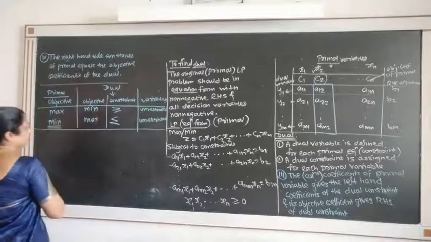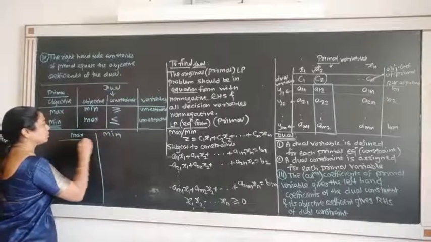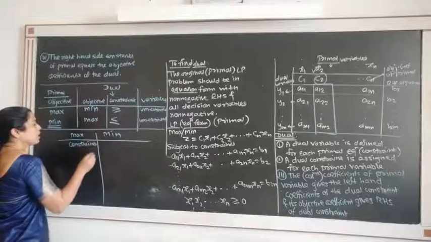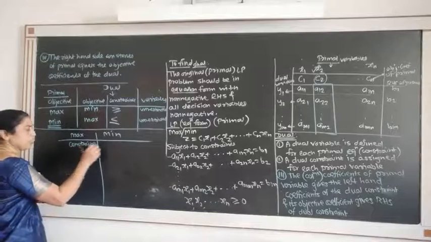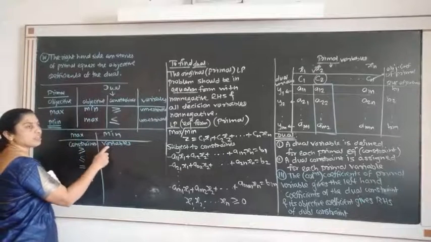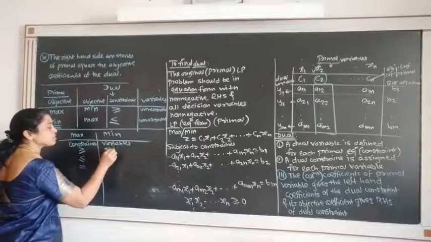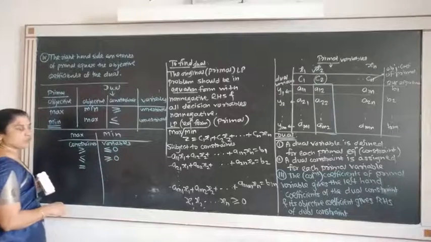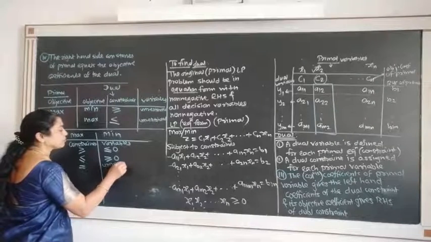So you can remember that if you have maximization and minimization, in maximization the constraints may be greater than or equal to, less than or equal to, or equal to. In minimization, the corresponding ones are variables. If these are the constraints, here they become variables. If the constraint is greater than or equal to, the variable will be less than or equal to 0. If the constraint is less than or equal to, the variable will be greater than or equal to 0. And if the constraint is equal to, the variable is unrestricted in sign.